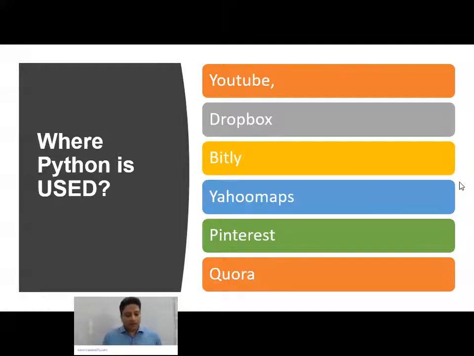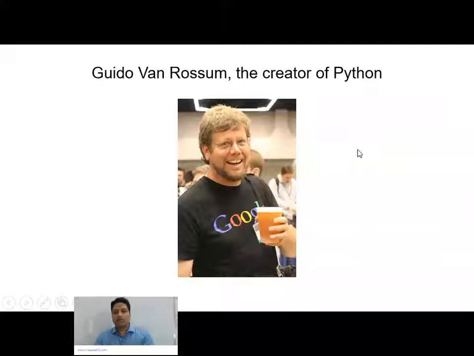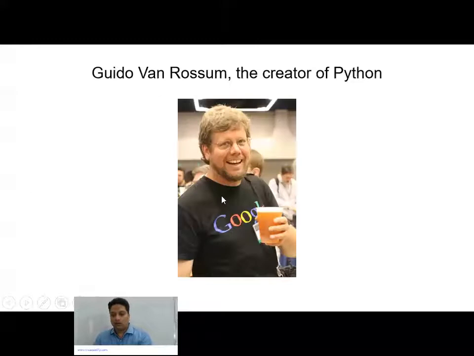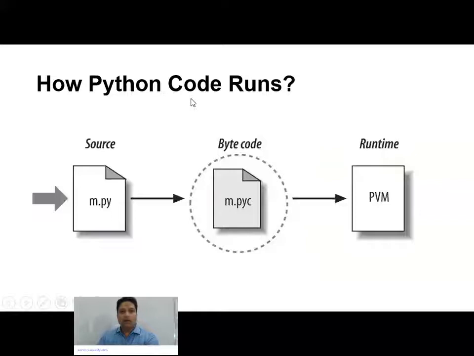I think everybody watches YouTube, right? Gossiping videos, a lot of videos, interview videos, so a lot of videos that you watch every day in YouTube, right? The majority of the YouTube system is written in Python. So he's the person who has created Python. And his name is Guido Van Rossum. And how Python code runs.